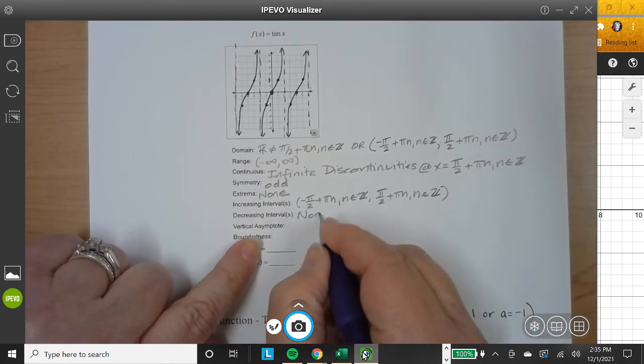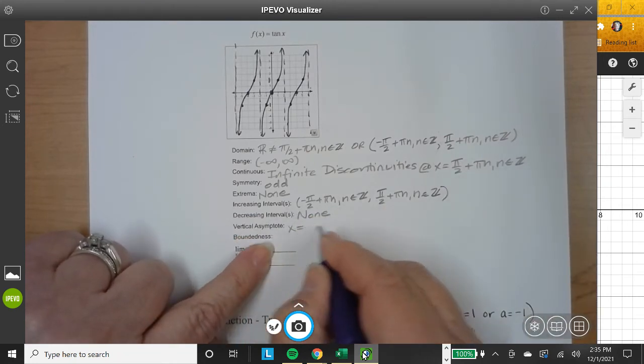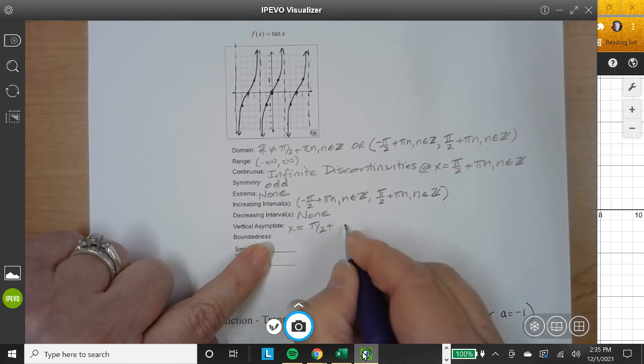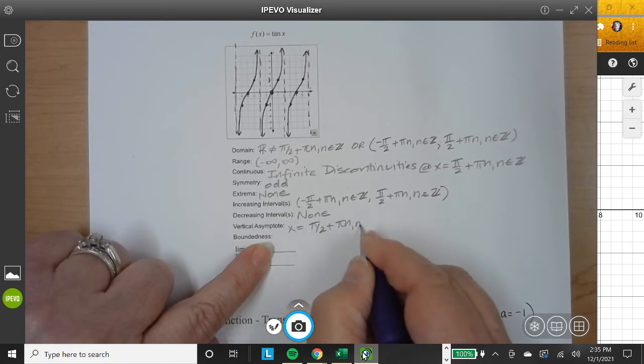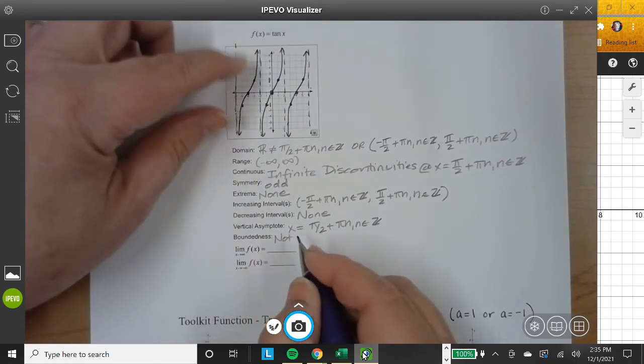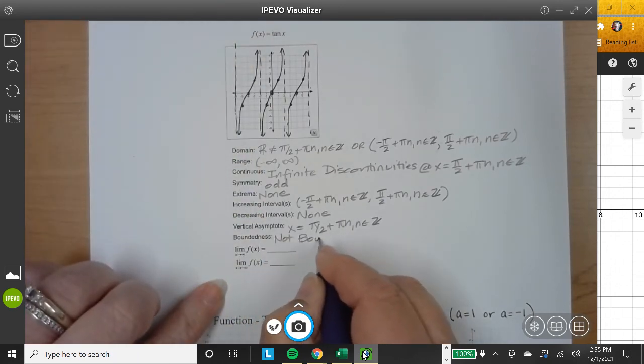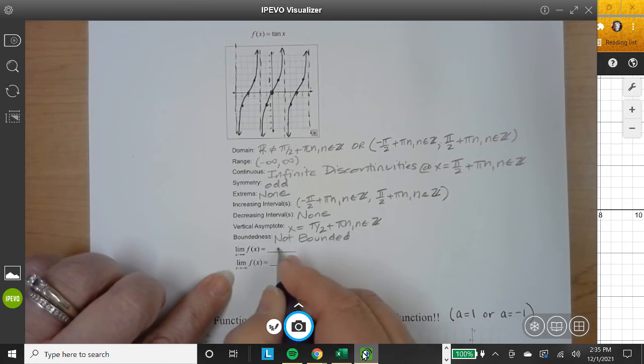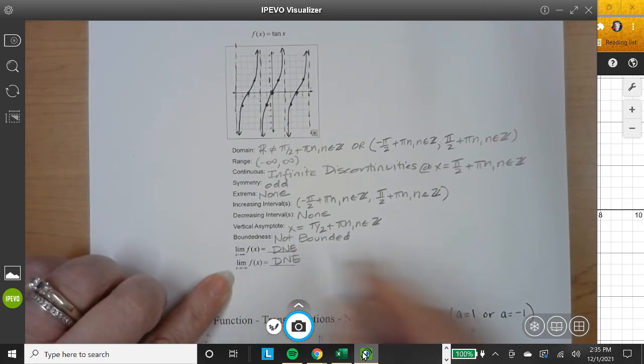Decreasing, none. The vertical asymptotes occur at x equals pi over 2 plus pi n, an element of the integer set. It is not bounded. The y's are not bounded. And the end behavior limits do not exist because it doesn't, again, hone in on a certain number.